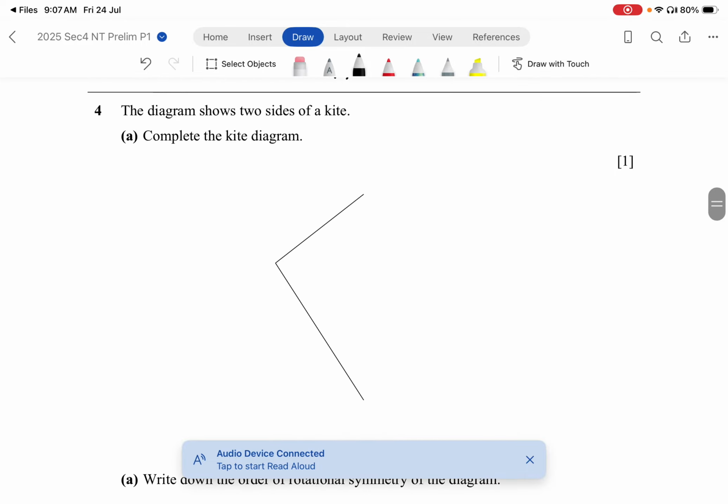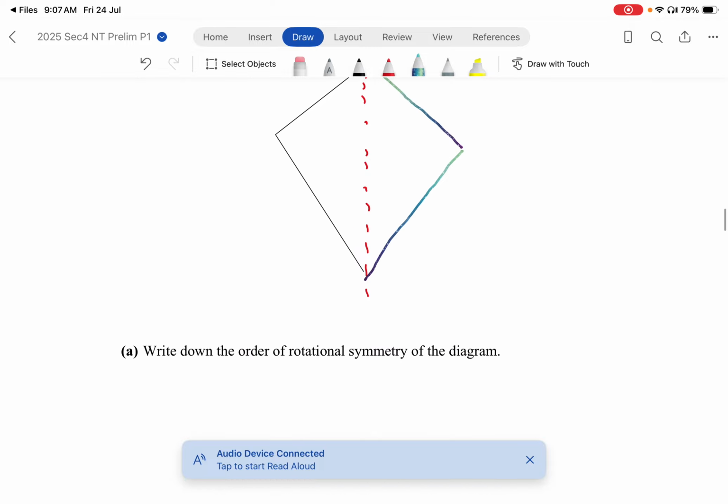The next one. Two sides of a kite, complete the kite diagram. So the dotted line actually is here, because it has the line of symmetry, right? It should be like this, and then like this. So that you flip over here and here is the same. You see this part? Then what is the order of rotational symmetry?